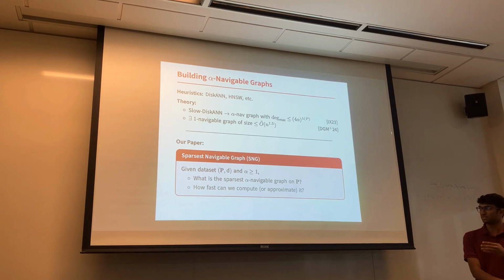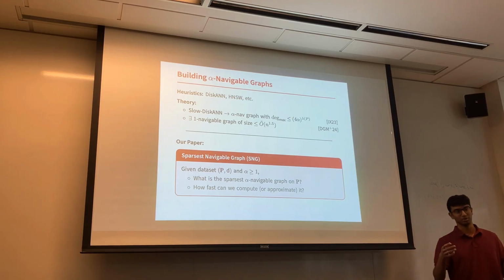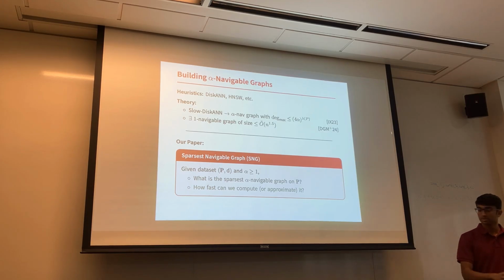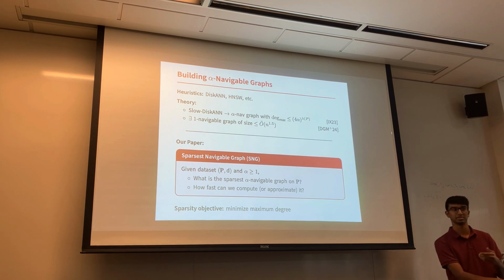And just as a note, we're going to assume that distances can be computed in constant time, or if you want to think about it differently, the input of your algorithm is an n by n distance matrix. And the way that we'll measure sparsity is we want to minimize the maximum degree of our graph, although all of the results I'll talk about today also hold for minimizing the number of edges.